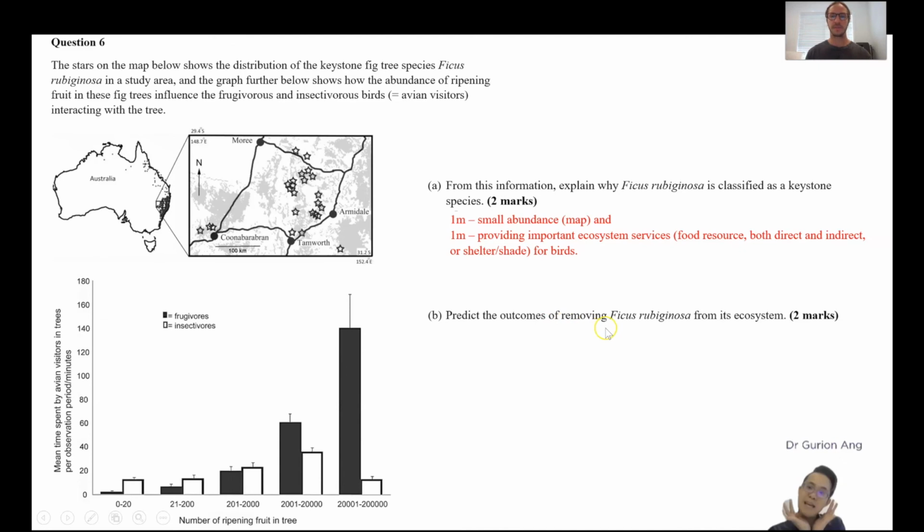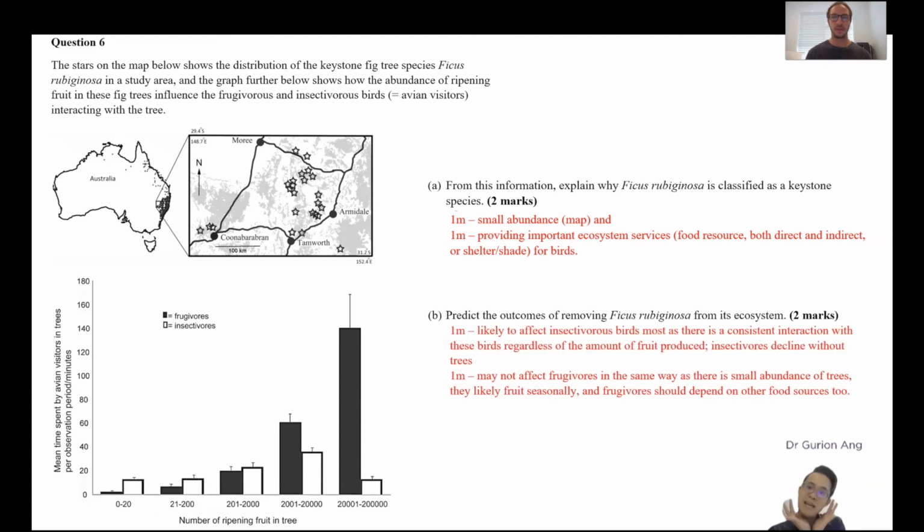Next question is predict the outcomes of removing this species. So we know that if a keystone is removed, well, the ecosystem will most likely collapse. So let's talk about what would happen for each of these species. For the insectivores, these birds, there is a consistent interaction with these birds regardless of the fruit. So see, the fruit is going up, but there's still a consistent interaction. So they are most likely going to decline without these trees. That's probably where they get their food source, their insects, which are finding shelter in these trees.